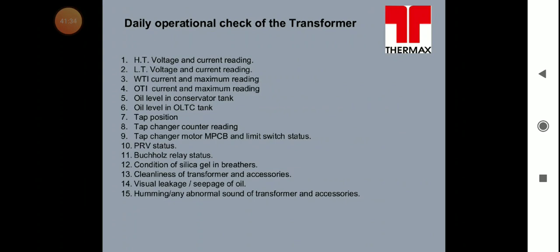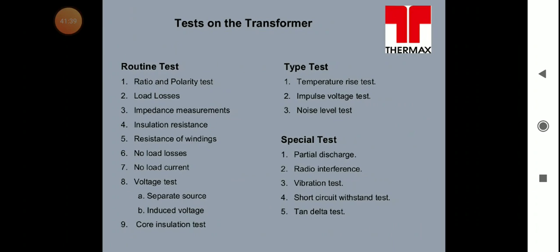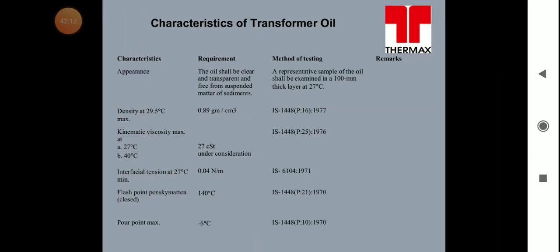So what we need to see about these transformer operations is like this. We have the different tests in the practical type. Routine tests are there, and different tests are there: ratio and polarity test, load losses, impedance measurements, insulation resistance, resistance of windings, no load losses, no load current, voltage test, separate source test, induced voltage, coarse insulation test. So like that we have so many types.